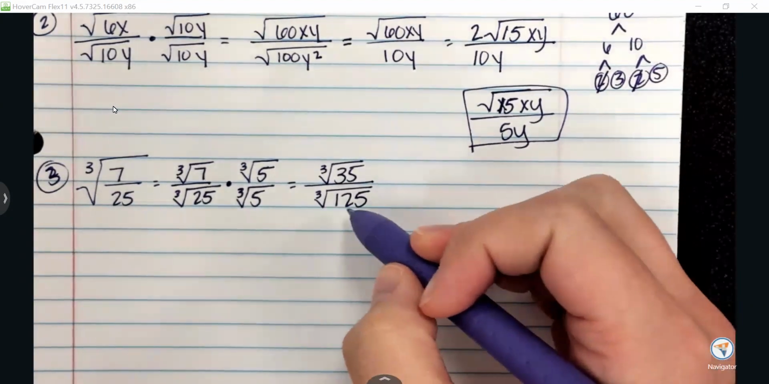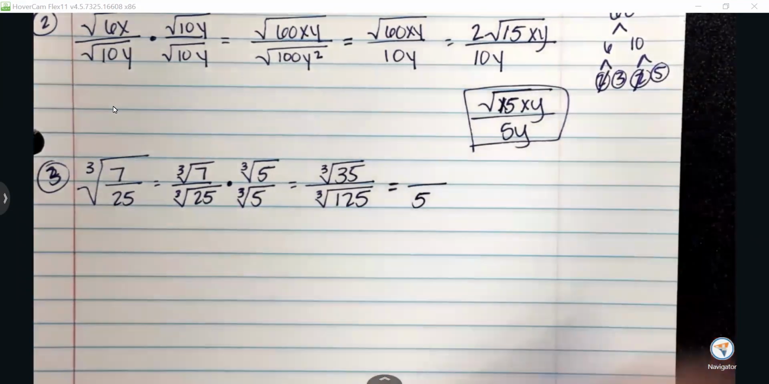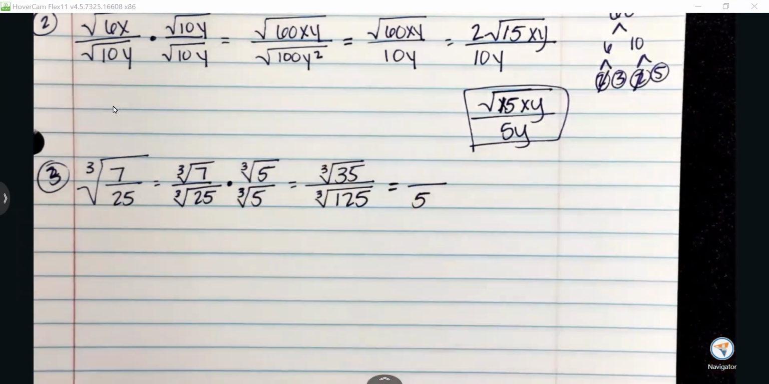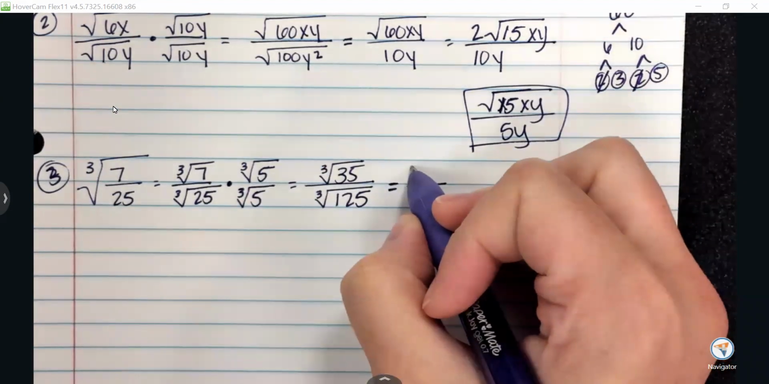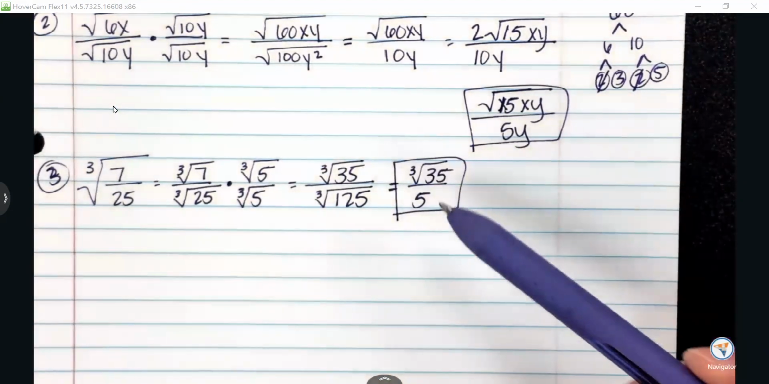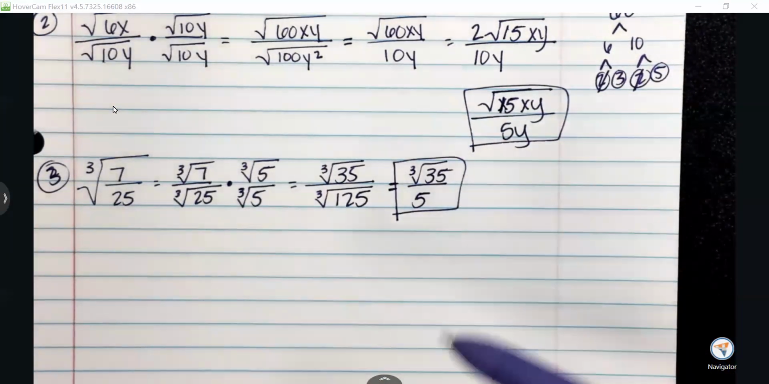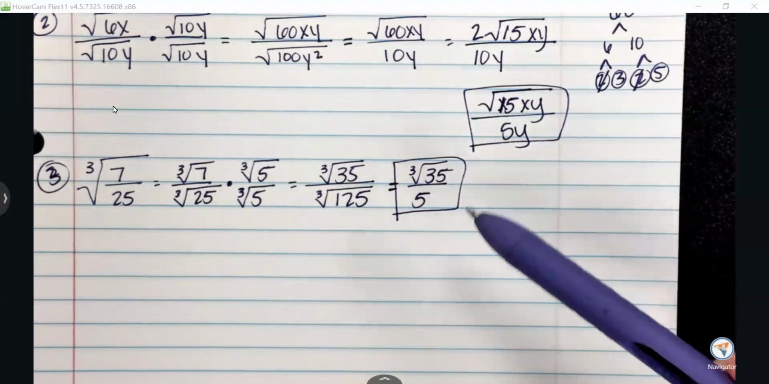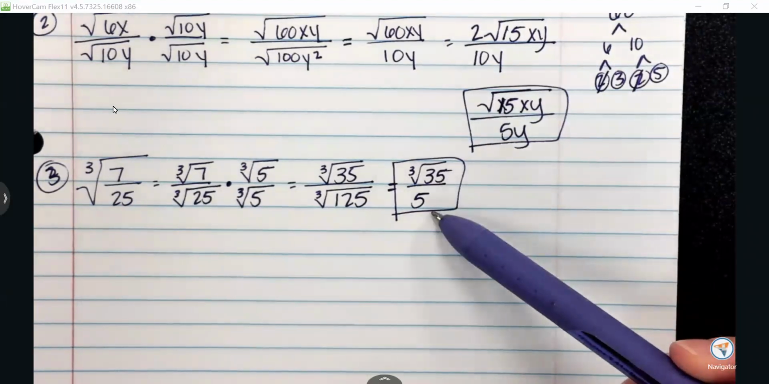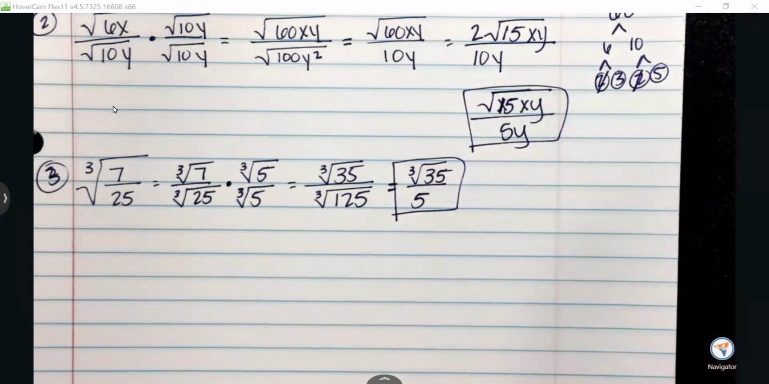Do I know the cube root of 125? It is 5. Do I know the cube root of 35? Can 35 break down into anything? No, so it would stay cube root of 35. Can 35 and 5 simplify? No. Why can they not simplify? One's inside, one's outside. They cannot simplify. They're 2 different things. Okay.